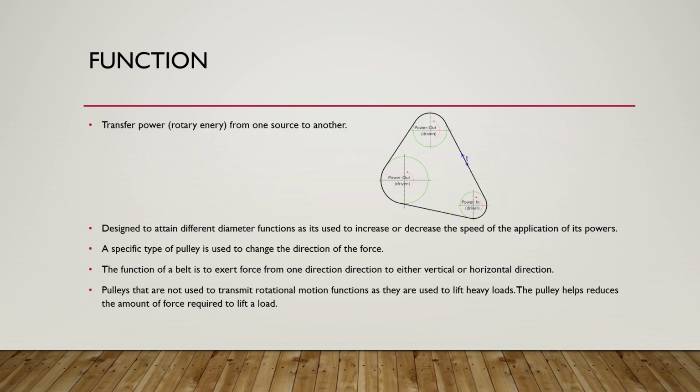Functions. The primary function of a belt is to transfer power from one source to another, whereas a pulley has a groove around its circumference that allows a belt to run smoothly through it when transmitting rotational motion. Second, it is designed to attain different diameters, as it is used to increase or decrease the speed of the application of its power. Third, a specific type of pulley is used to change the direction of the force. This pulley is often seen on heavier applications and is not used for transmission of rotational motion.